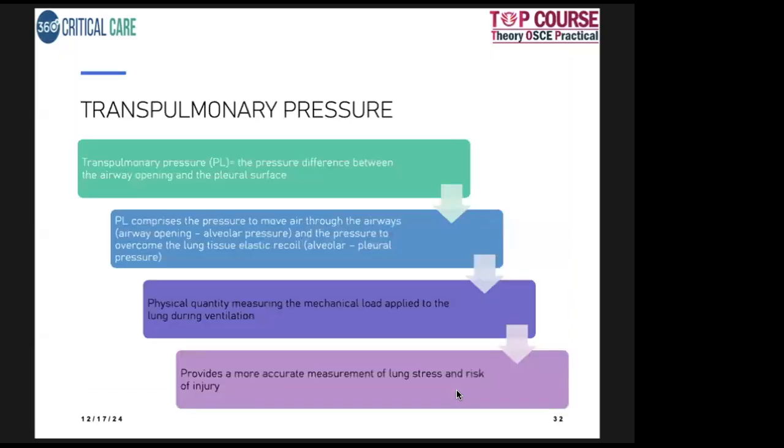Coming on to transpulmonary pressure. The transpulmonary pressure is the pressure difference between the airway opening and the pleural space. So it comprises the pressure to move the air through the lung and the pressure to overcome the lung tissue elastic recoil. Okay, so it is the physical quantity measuring the mechanical load applied to the lung during ventilation. It provides a more accurate measurement of lung stress and risk of injury.